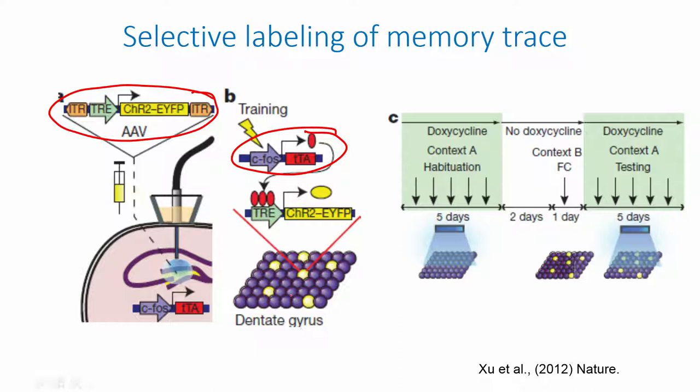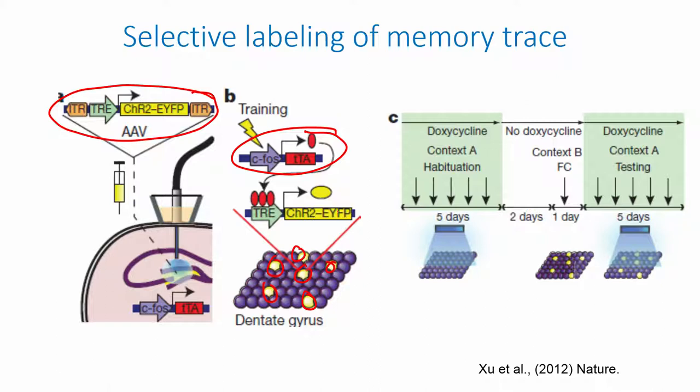Now, you can see they did that in the dentate gyrus, and what you can see is that there are a bunch of neurons here, both expressing both the genes. However, only a fraction of them, marked in yellow like this, is where both these things coincide. That is, the receiving of the information results in the expression of cFos, which triggers tTA, and tTA goes and binds to the promoter TRE, which starts the expression of channelrhodopsin.